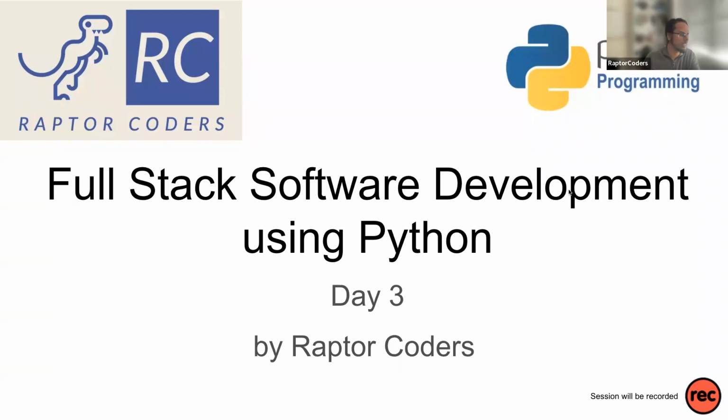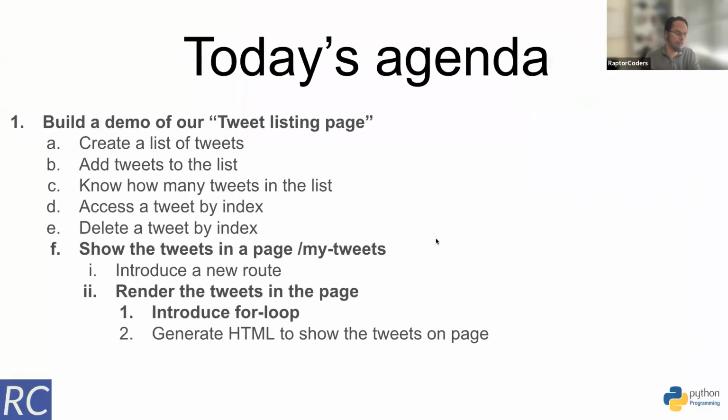So let's get started. Full stack software development, this is day 3. What we are building is a very basic Twitter clone, to understand how Twitter works. In the last class we were able to post a tweet, and on the backend side we got the tweet and printed it. We made a post request and a get request to post the tweet and then get the tweet. So that was pretty basic.